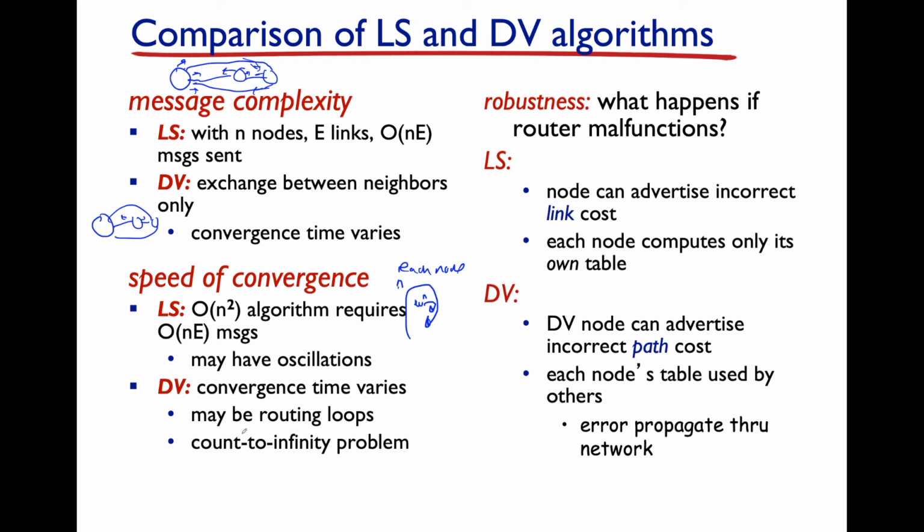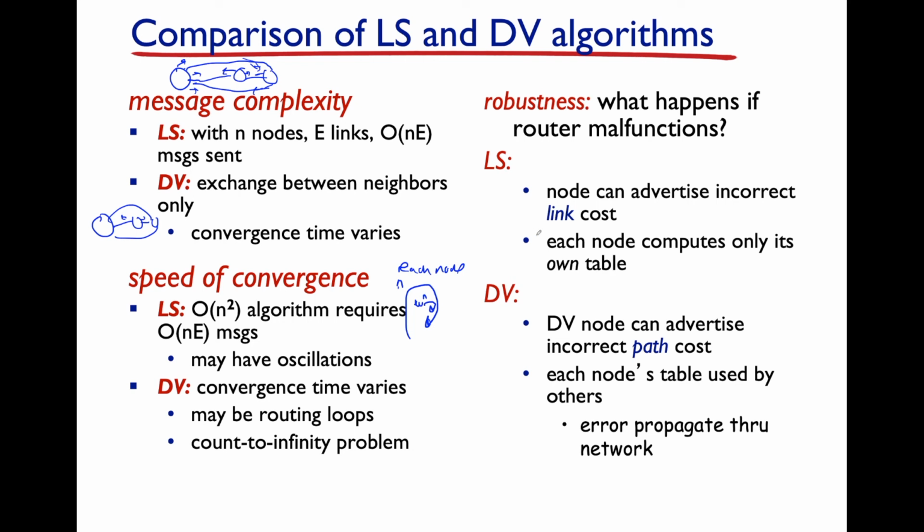And you can also have what's called the count to infinity problem, right? There might be routing loops, and you end up continually increasing the path cost, because these dueling distance vector messages keep bouncing back and forth to one another. You send it to your neighbor, they update, they send back to you. You update, you send back to them. They update, they send back to you, and so forth.